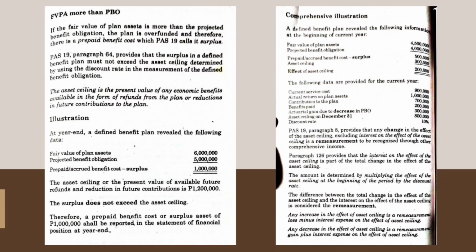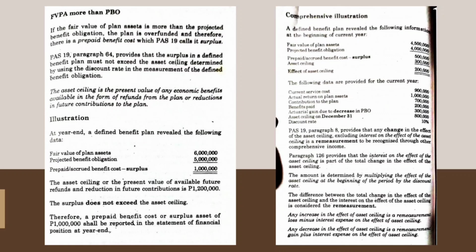So the following data are provided for the current year. The current service cost is 900,000. Actual return on plan assets is 1 million. Contribution to the plan is 700,000. Benefit paid is 200,000. Actual gain due to decrease in PBO is 300,000. Asset ceiling on December 31 is 800,000, and the discount rate is 10%.